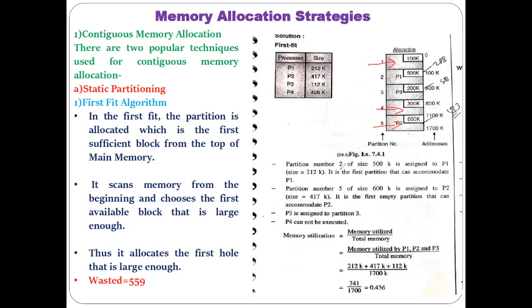Internal fragmentation and external fragmentation we will study in detail in the next lecture also. Here, just keep in mind the particular strategy under static partitioning and how much memory is getting wasted. You can also calculate the memory utilization: memory utilized divided by the total memory. The memory utilized by processes P1, P2, P3 is 212K, 417K, 112K, divided by total memory 1700K, giving a memory utilization of 0.436.